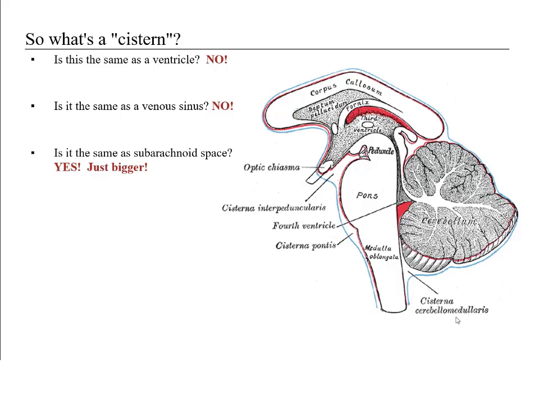There's the cerebellomedullaris cistern between the medulla and the cerebellum. There's the pontine cistern at the bottom of the pons. There's the interpeduncular cistern, that's in between the two peduncles of the midbrain. And these are the three major ones. They're used as references primarily when looking at CT or MRI.